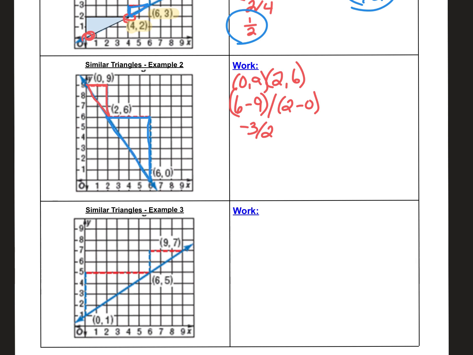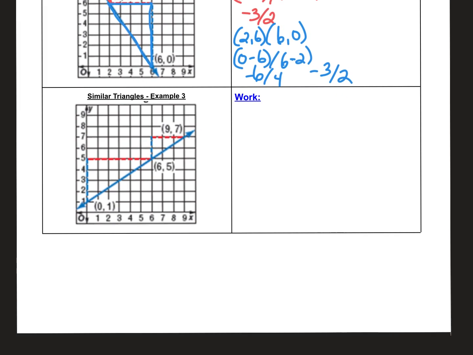And then here is my second triangle. It uses the points 2, 6, and 6, 0. So, again, I'm going to do 0 minus 6 over 6 minus 2. 0 minus 6 is negative 6 over 6 minus 2 is 4. And that reduces to negative 3 over 2. Okay, I'm starting to see a pattern here. I'm getting that same answer.